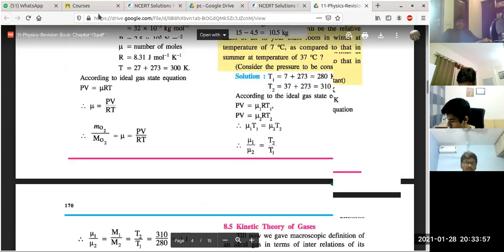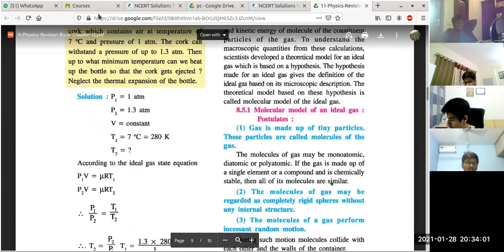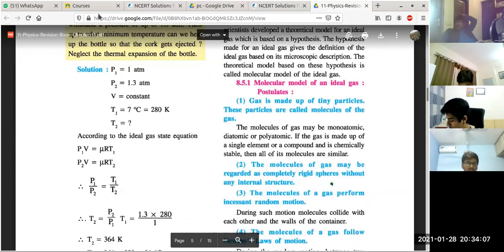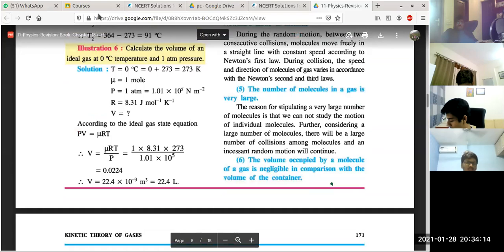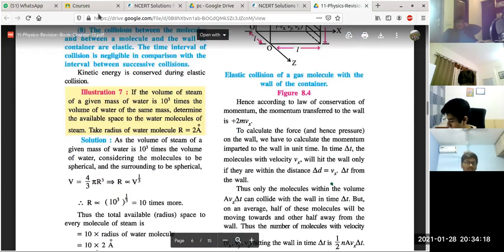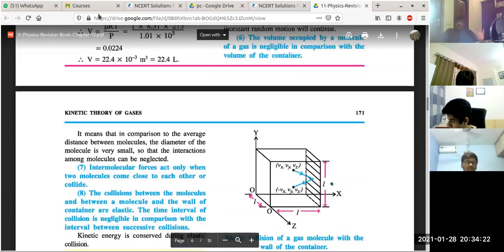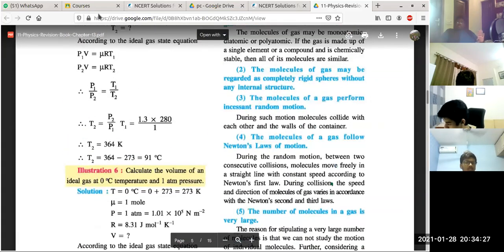Now there is the kinetic theory of gases. Now you have to write. So, the molecular model, the molecular ideal gas postulates. These are 8 points, and you have to write them all. What are these 8 points? The 8 points are the assumptions made for the ideal gas.